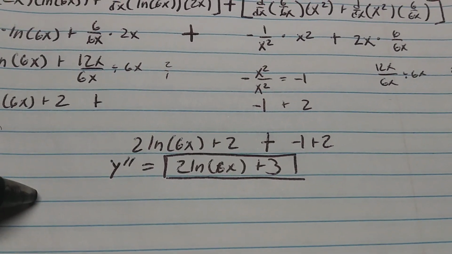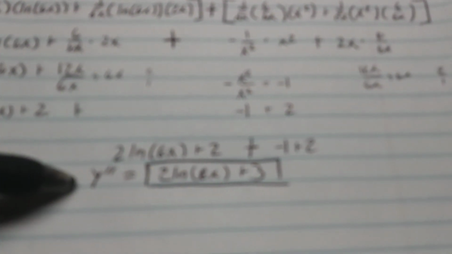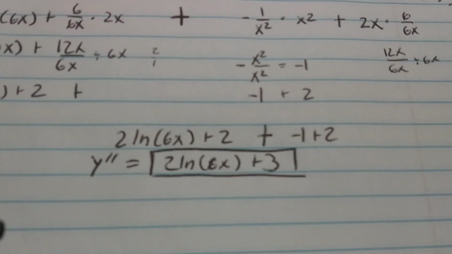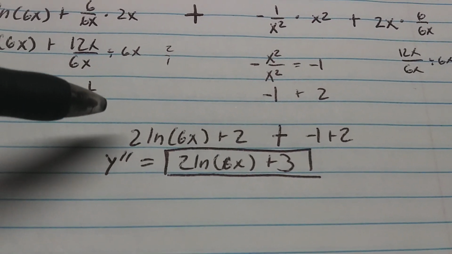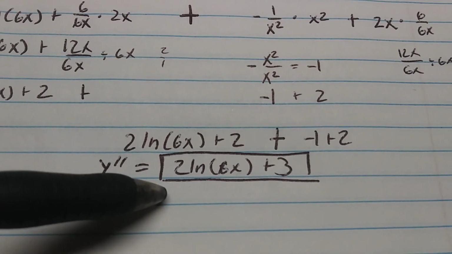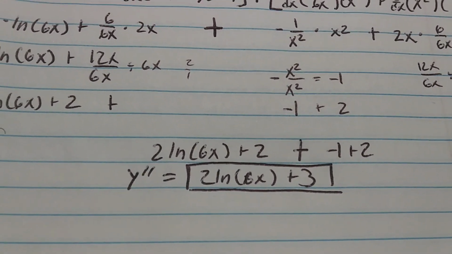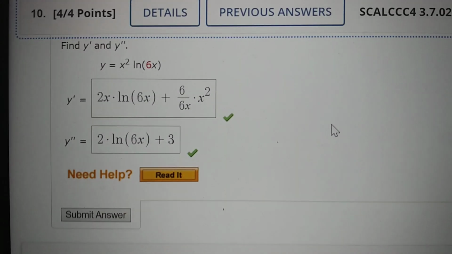If we combine all this together, we have side 1, sum rule, side 2, focus camera, there we go. So now we can just combine our like terms, giving us 2 ln 6x plus 3. And that is exactly what is seen on the computer.